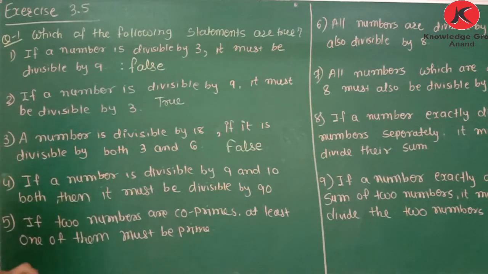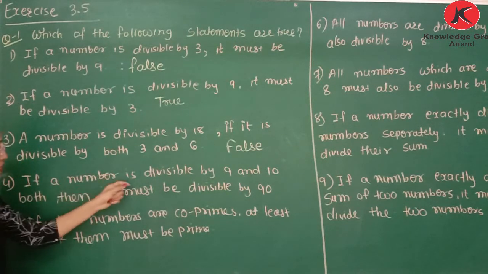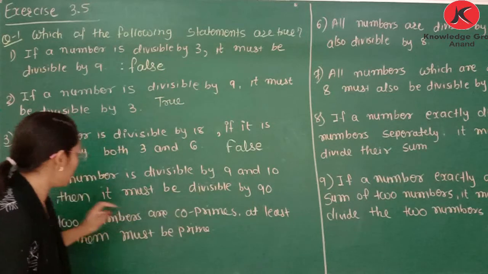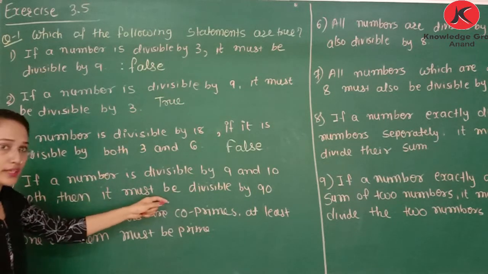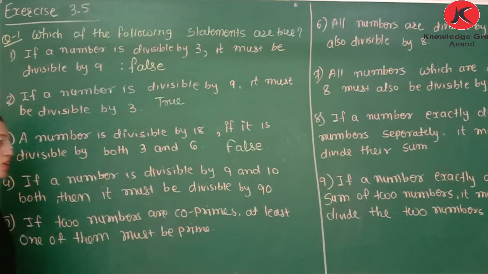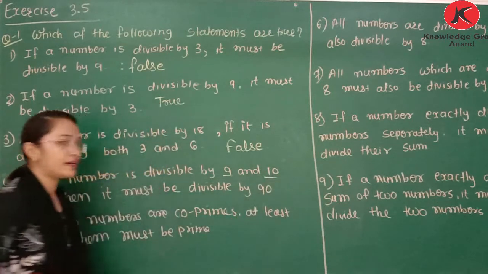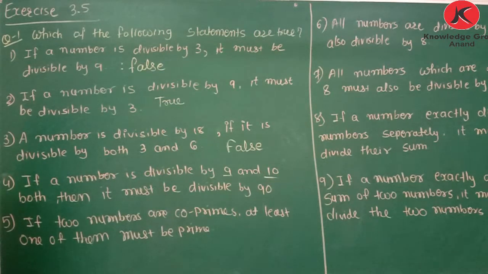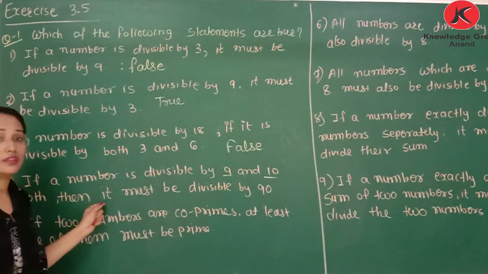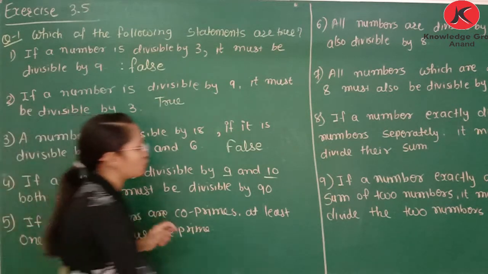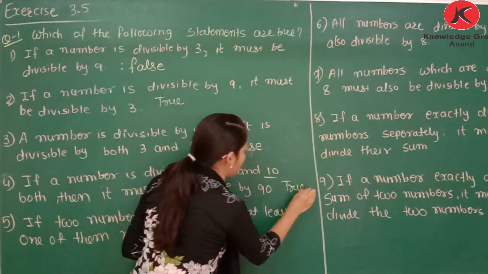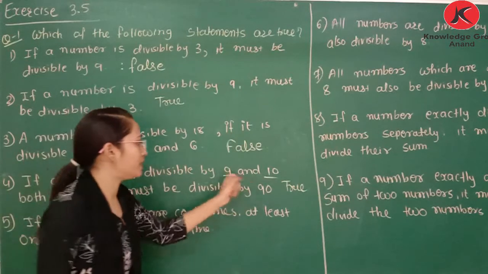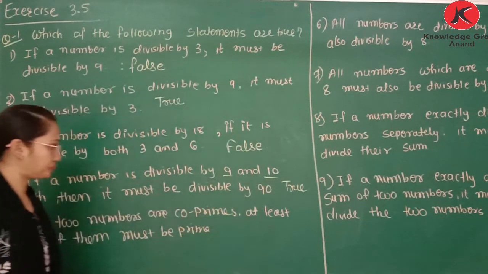Okay. Now next, if a number is divisible by 9 and 10, it is also divisible by 90. It must be divisible by 90. Same, જો 9 and 10 થી divide થાય તો 90 થી પણ થાય. Okay, so it is a true statement because the factors of 90 are 9 and 10.